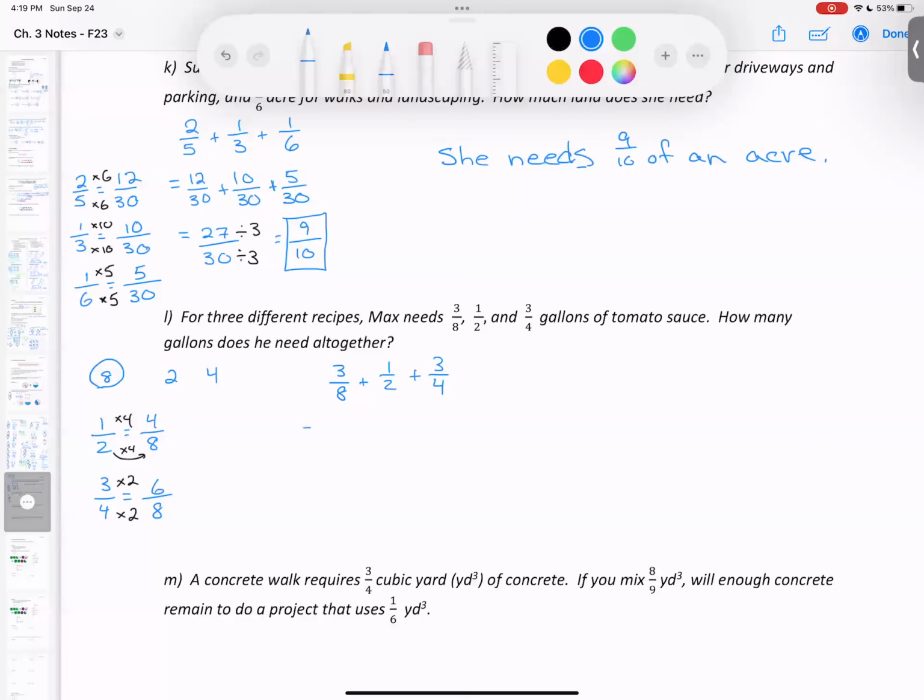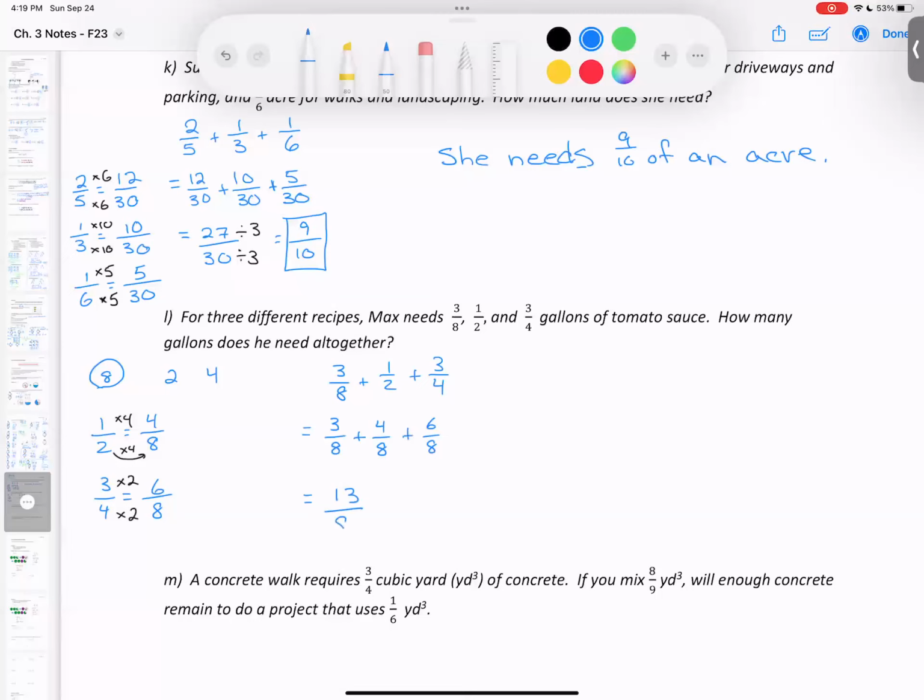So let's rewrite this expression here. 3/8, because the denominator didn't change. And then 1/2 is 4/8. And we said 3/4 is the same thing as 6/8. So now in our answer, we're going to add up those numerators. So 3 plus 4 plus 6. So that's going to be 7 plus 6, which is 13.